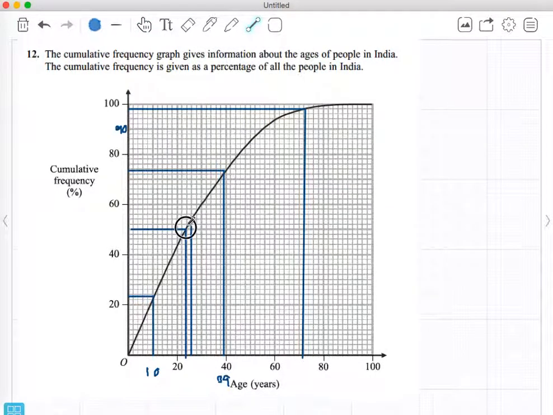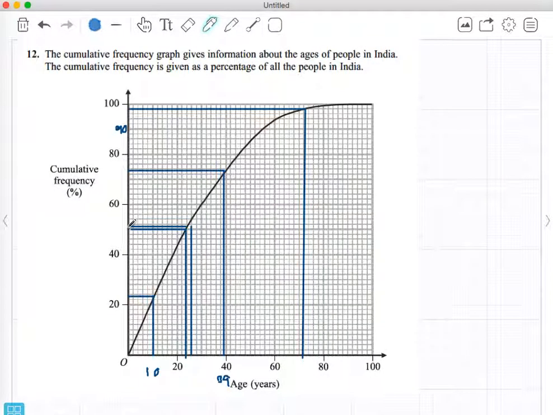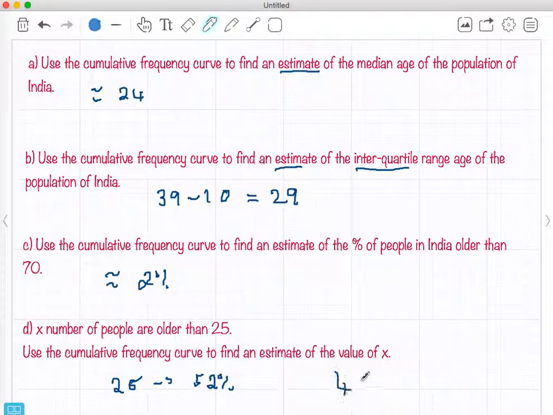And then we're going to come across here. So it's roughly 52%. So older than, now we need to be careful with these because it says older. 25 equates to roughly 52%. So 48% of the people are older than 25. Okay, just to confirm that: 52 up to there and 48 are older. So we want to give roughly 48%.